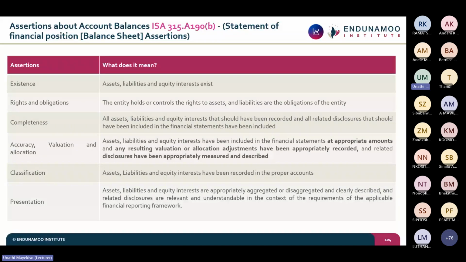Then assertions about account balances. Existence: all of your assets, liabilities, and equity that you've got on there, they exist. The rights and obligations. Remember, we spoke about statements having your name on it. Do you have the right to it if it's a debtor statement? Do you have the obligation if it's a creditor statement? Completeness, meaning that you've recorded all of your assets, liabilities, and equity. Accuracy, valuation, and allocation means for your account balance items, your initial recognition was accurate, your year-end closure valuation is correctly valued, and that the residue from your valuation has been correctly allocated. Does that make sense?